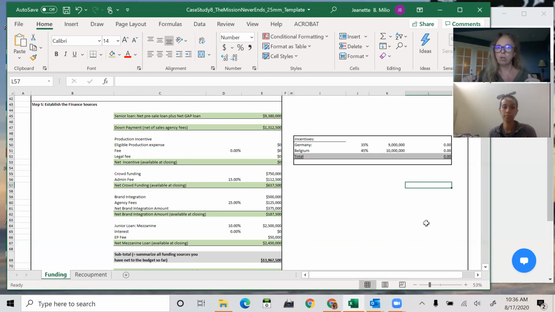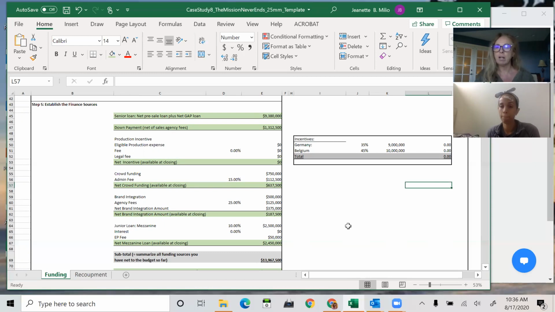And what's that going to cost? And what of those costs is actually eligible? So in the case study, it says you're shooting $9 million worth of your budget in Germany, and $10 million worth of your budget in Belgium. So basically it tells us we allocated the scenes for both territories, and we're figuring out how much we're going to have to spend in each of these countries.